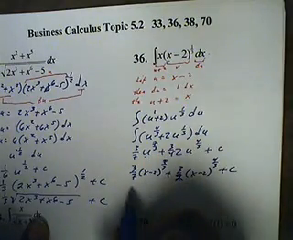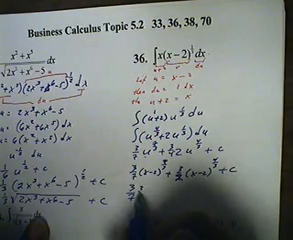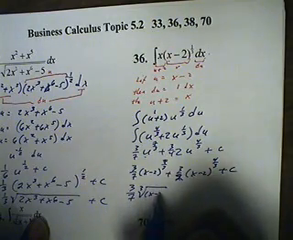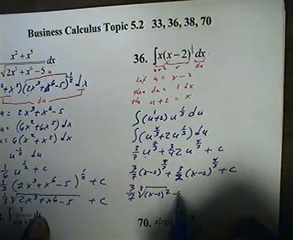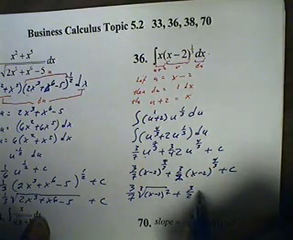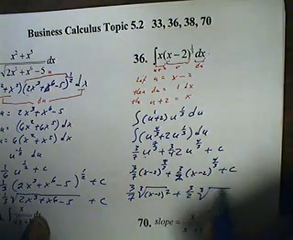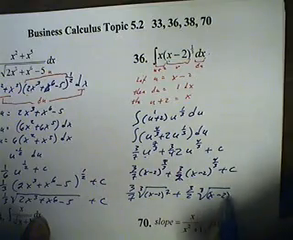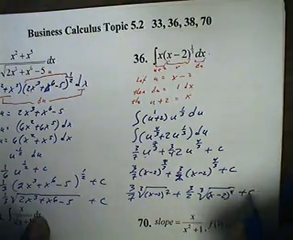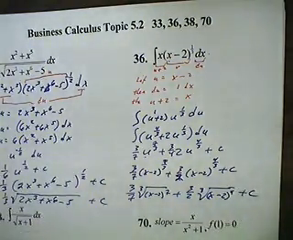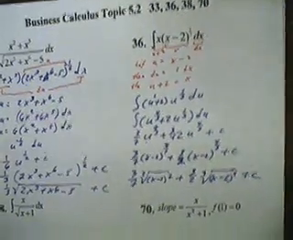Alright, now let's turn this back into a root here. So it'd be 3/7, and the third root of x minus 2 to the 7th power plus 3/2, that's the third root of x minus 2 all to the 4th power plus c. Alright, 38.